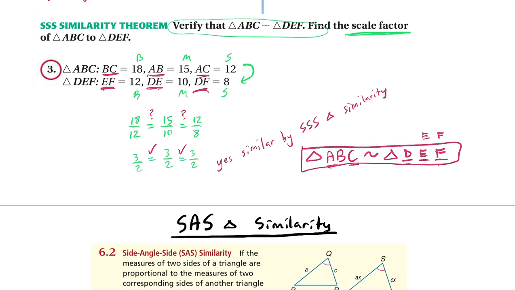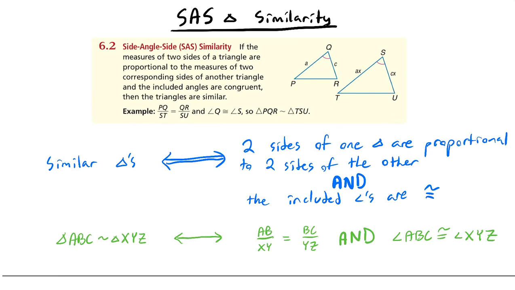Okay, and it says find the scale factor. Well, the scale factor, depending on the order, again, we're going from ABC to DEF because we're going from left to right. That is a ratio of 3 to 2. Again, because I put triangle ABC on top, so the ratio is going from ABC to the other, so it's 3 to 2.